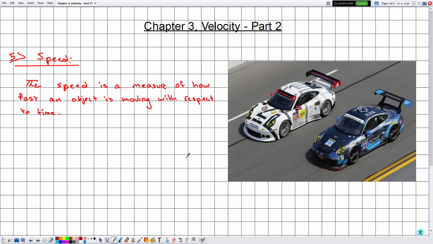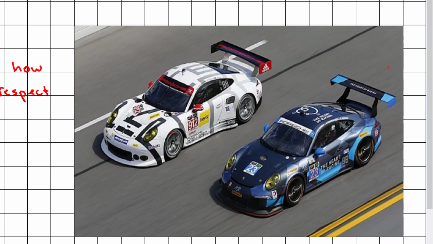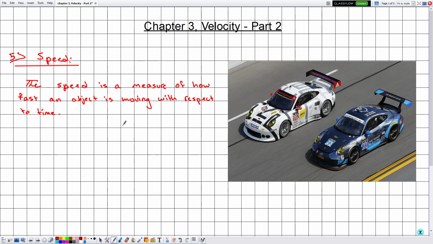Now, if you consider the adjacent document, we have two cars. As it seems that they are racing, in order to compare which of the two cars is the faster one, it's important that we define the speed. So what is the speed? The speed is a measure of how fast an object is moving with respect to time. And it's important that we distinguish between two types of speed.